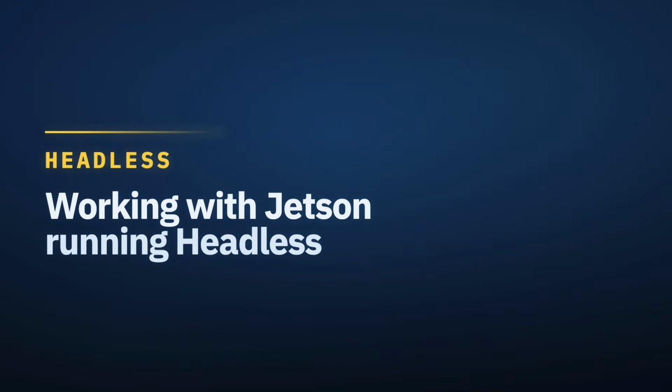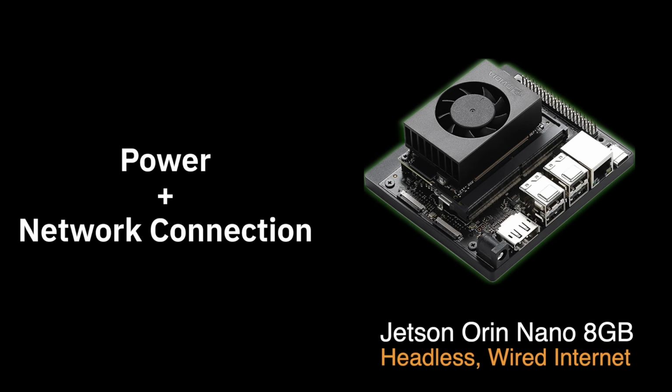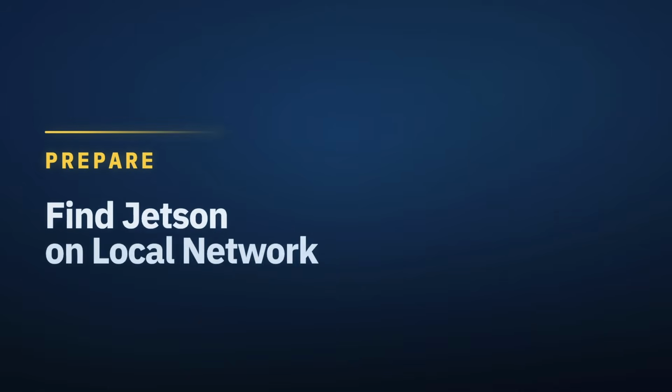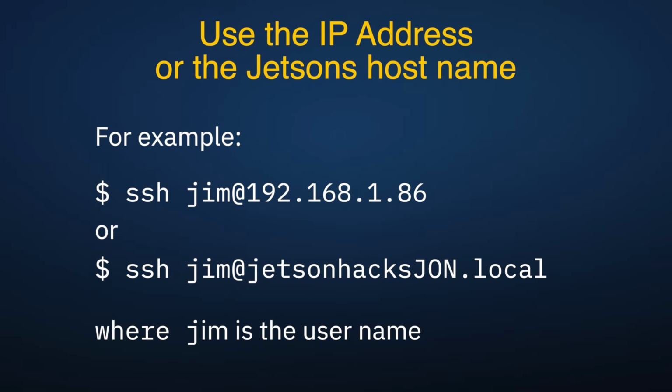About half of the Jetson developers in our poll work with their Jetson in a headless configuration. This simply means the Jetson is plugged into power and has a network connection. The most basic way to interact with the Jetson in this manner is to connect with a secure shell called SSH. To connect to the Jetson, you will need to know its IP address. On a local network, you can refer to the Jetson with its host name instead.